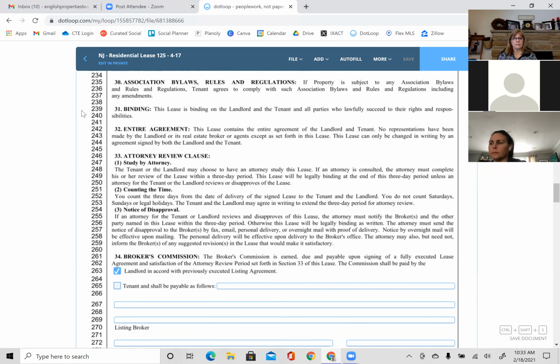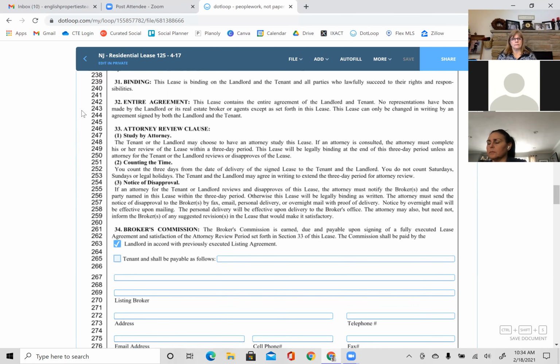Section 30 talks about association bylaws, rules, and regulations. Like we were saying, if it's in a condo complex, then the landlord has to provide those bylaws, rules, and regulations to the tenant, so they can abide by them. They can't be held responsible for following them if they've never been provided those. So make sure your landlords are giving them the bylaws and the rules and regulations, so that they can follow them as stated in section 15. Section 15 says they have to follow any rules, but the landlord has to make sure that he provides the rules.